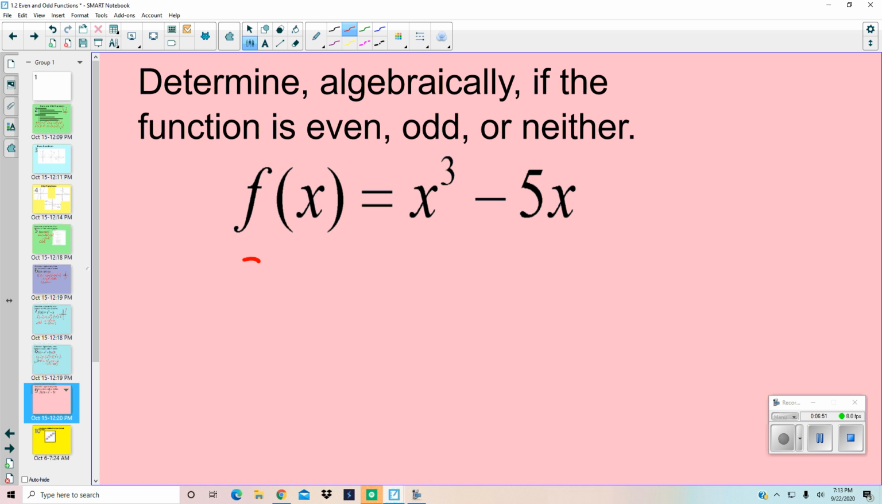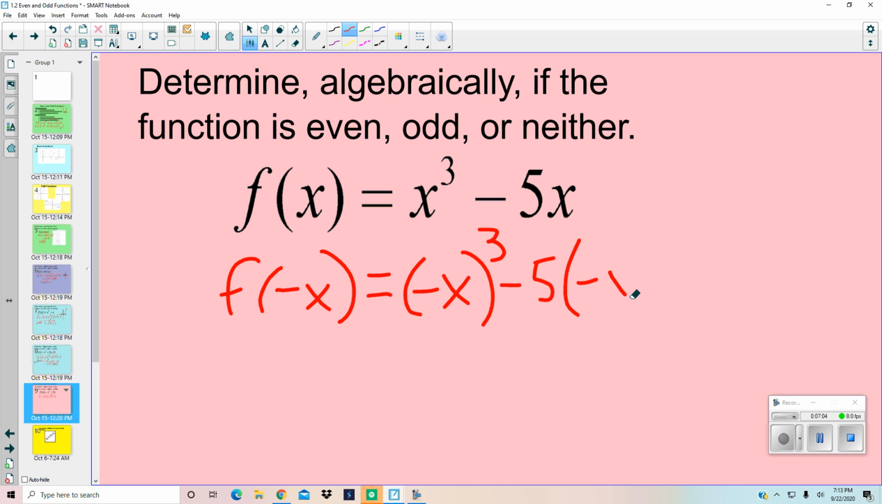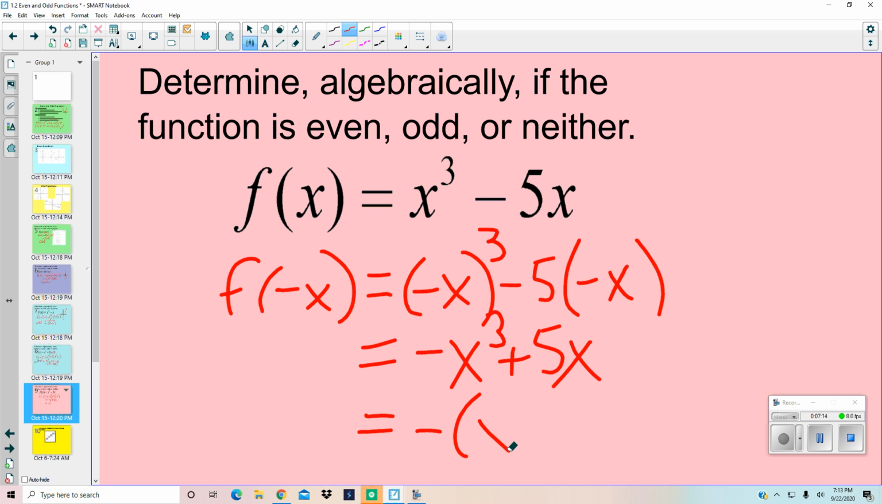All right, one more. F of negative x. Most functions actually are neither. They're not going to be symmetric about the origin or the y-axis. If I put in negative x, I get negative x cubed, and I get plus 5x. Well, that's not what I started with. Is it the opposite? Yes, it is. You can see what I have in parentheses is exactly what I started with, and then I have a negative on the outside. So this tells me that that function is odd.